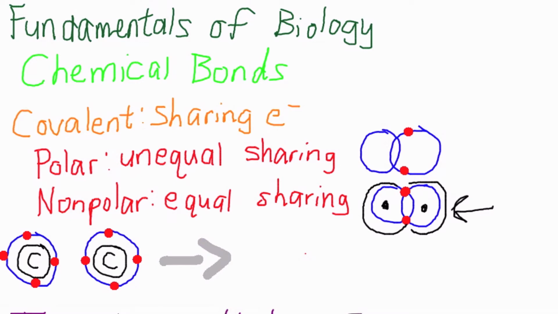If they're shared unequally, it results in a polar covalent bond. So one atom will receive the electrons more than the other atom. It's kind of like a game of tug of war where one side is winning more than the other side. So the electrons will spend more time around the right atom here, and this will result in it having a partial negative charge. Whereas the atom that the electrons don't spend a lot of time around will receive a partial positive charge.